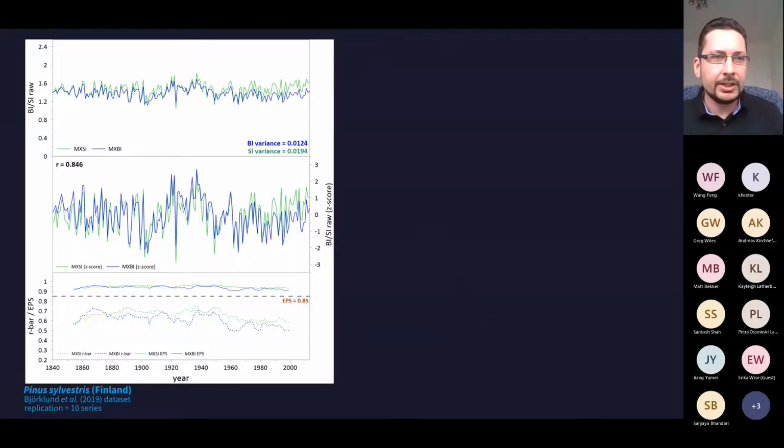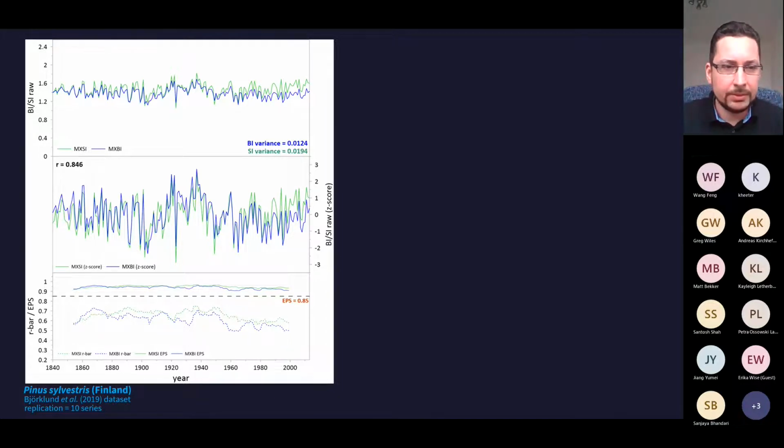Just looking at the raw data, at the top left here we have samples of Pinus sylvestris from Finland, some 10 series in this case. We can compare the blue intensity against the surface intensity, and we see that the average measurement values are quite similar. There's a bit of a trend difference between blue and surface intensity, and surface intensity has a bit higher variance than blue intensity data. Correlation is quite high between the two chronologies.